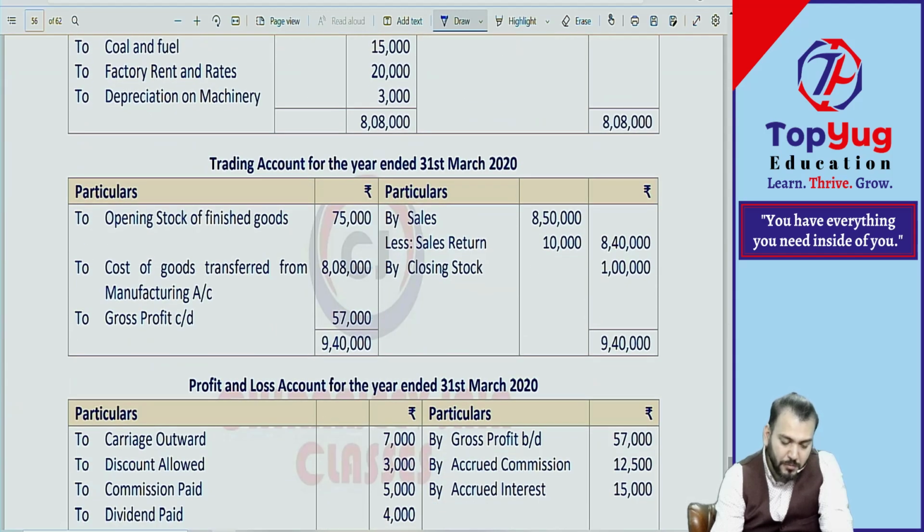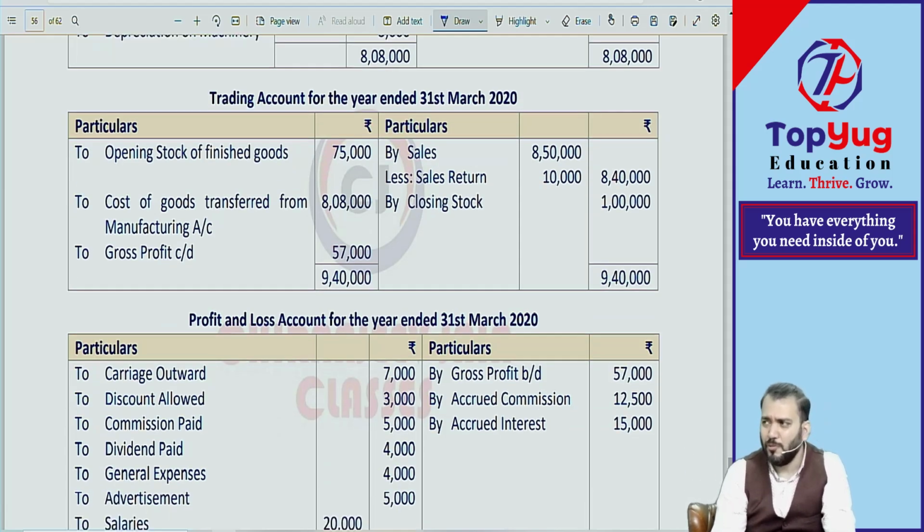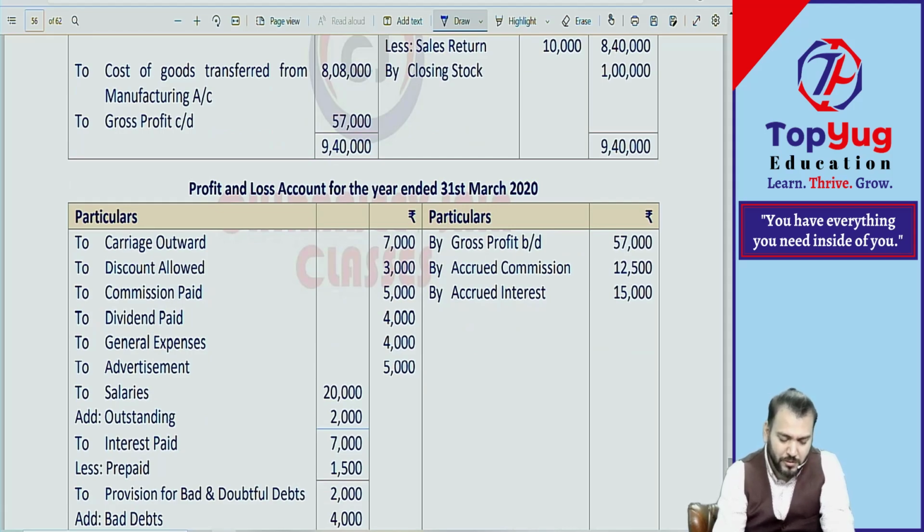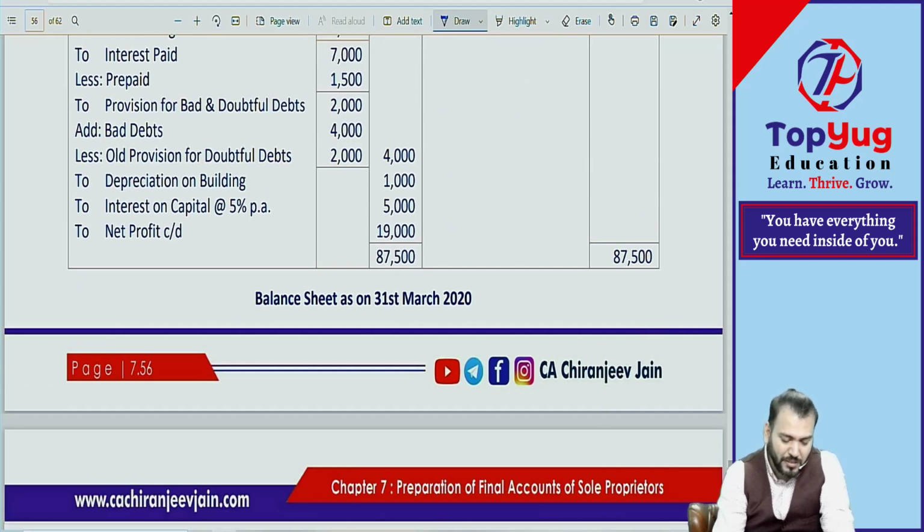Okay. Any item related to the factory will be in the manufacturing account. You will be able to understand with the name only. For example, they have given fuel, coal, etc. This will be what? Manufacturing. In trading, what will you do about coal? Correct? So I think you will be able to understand.